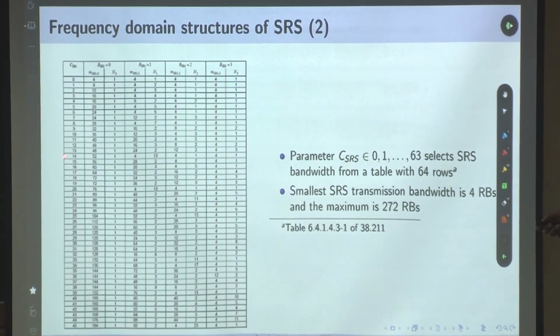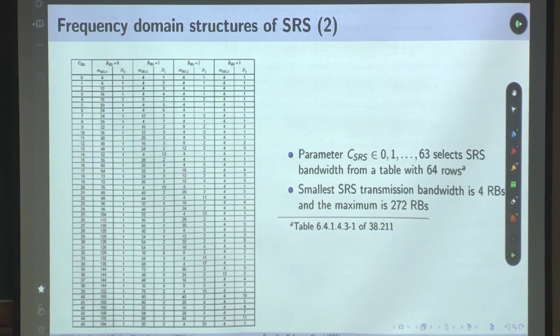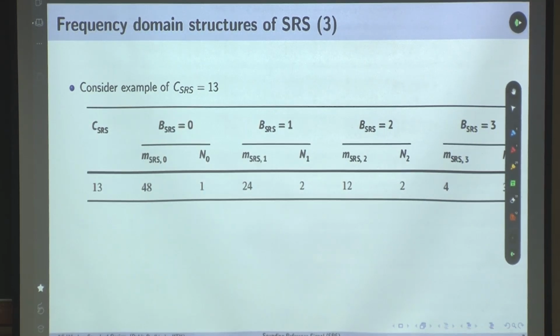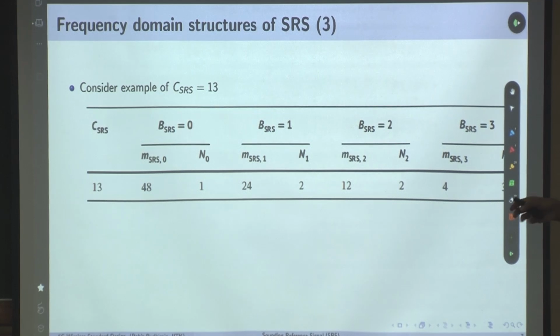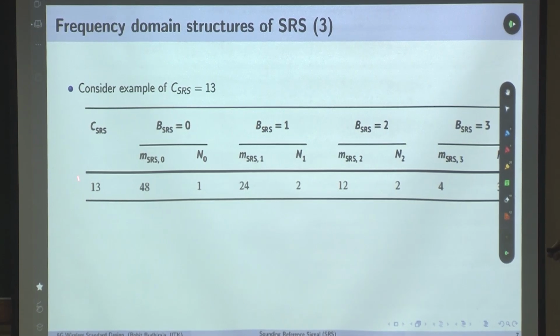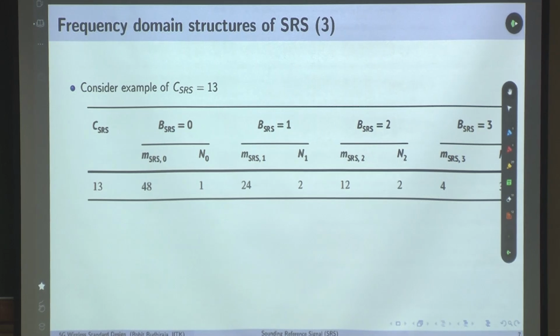I'm zooming in, writing it over there, that's all. So this is that row. That's what I said, the table becomes too small. Now what are we saying here? This CSRS is 13, MSRS 0. This is the maximum sounding bandwidth in terms of PRBs. So the base station wants to sound out 48 PRBs. Which 48 PRBs? That is indicated by N shift.